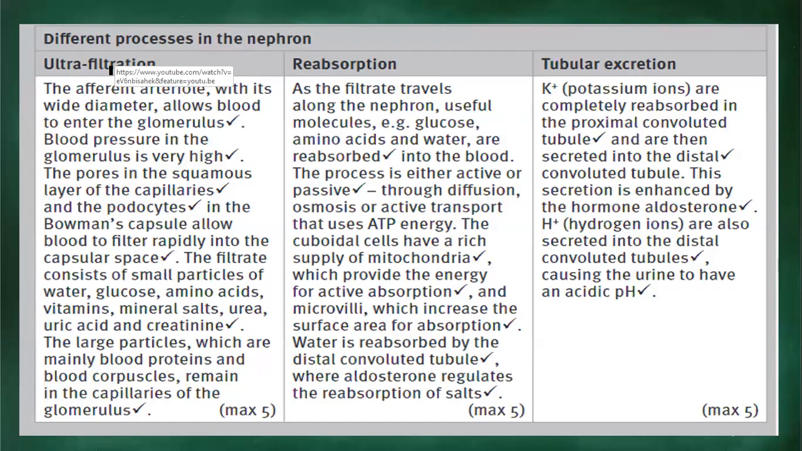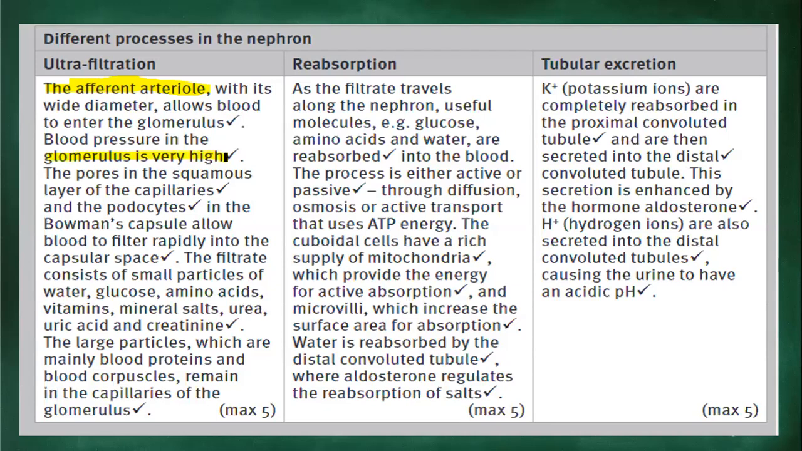So what happens during the ultrafiltration? This is revision, guys. Remember, now we are just marking. We've covered this work, so I think it's clearer now. And if it's not, you are most welcome to tell me and I will take you through the work if you're struggling with certain portions. Ultrafiltration: the diameter of the afferent arteriole is wide. This allows blood to enter the glomerulus. Blood pressure in the glomerulus is very high.